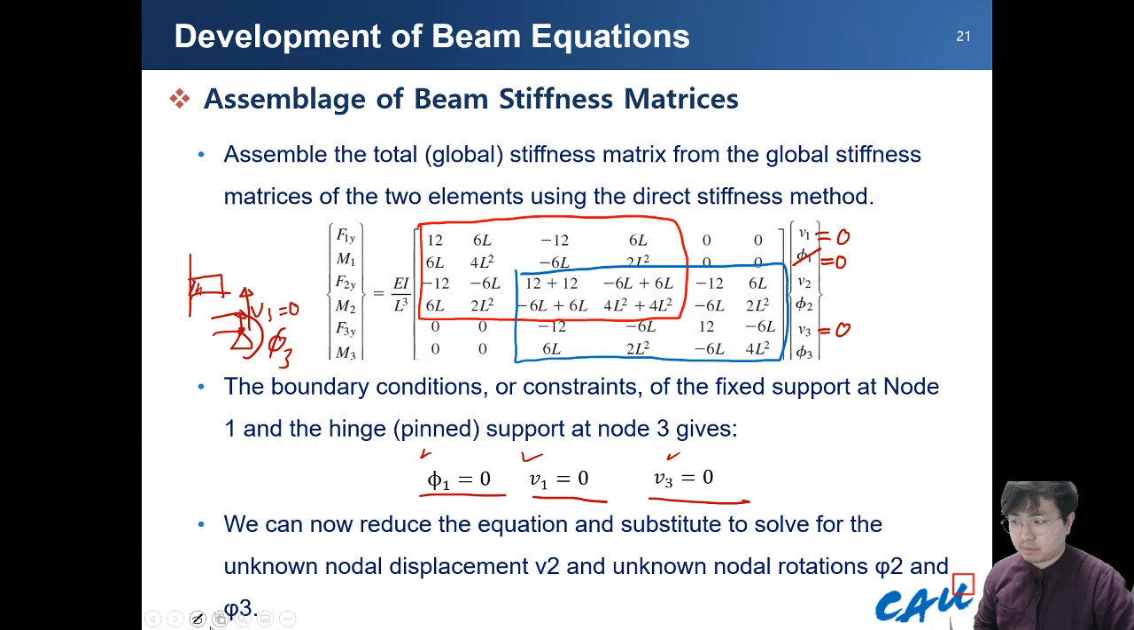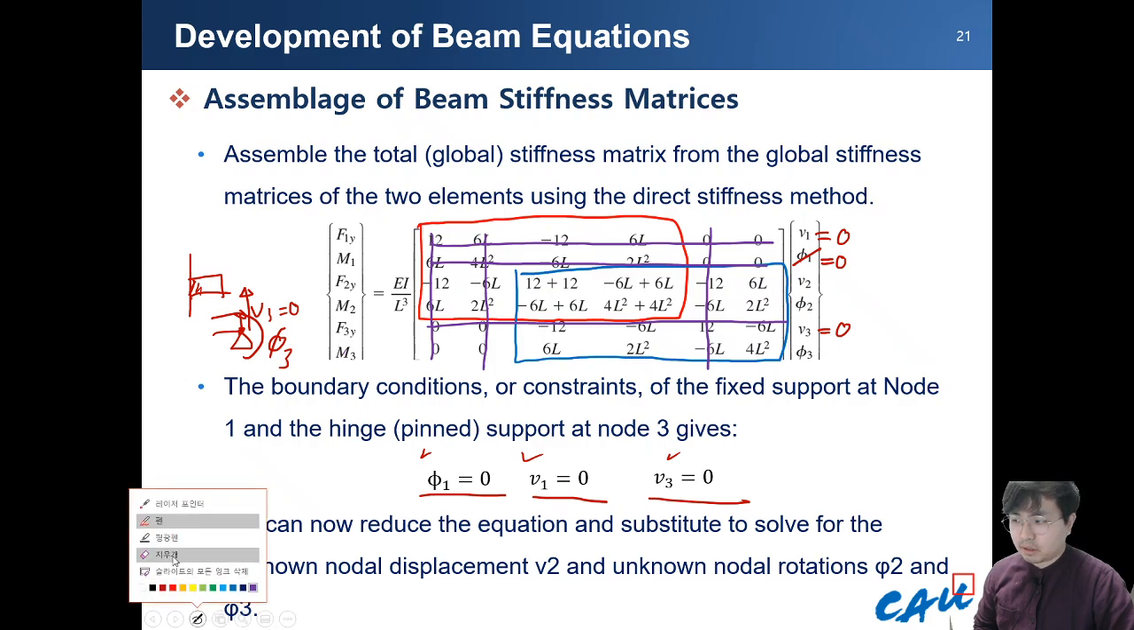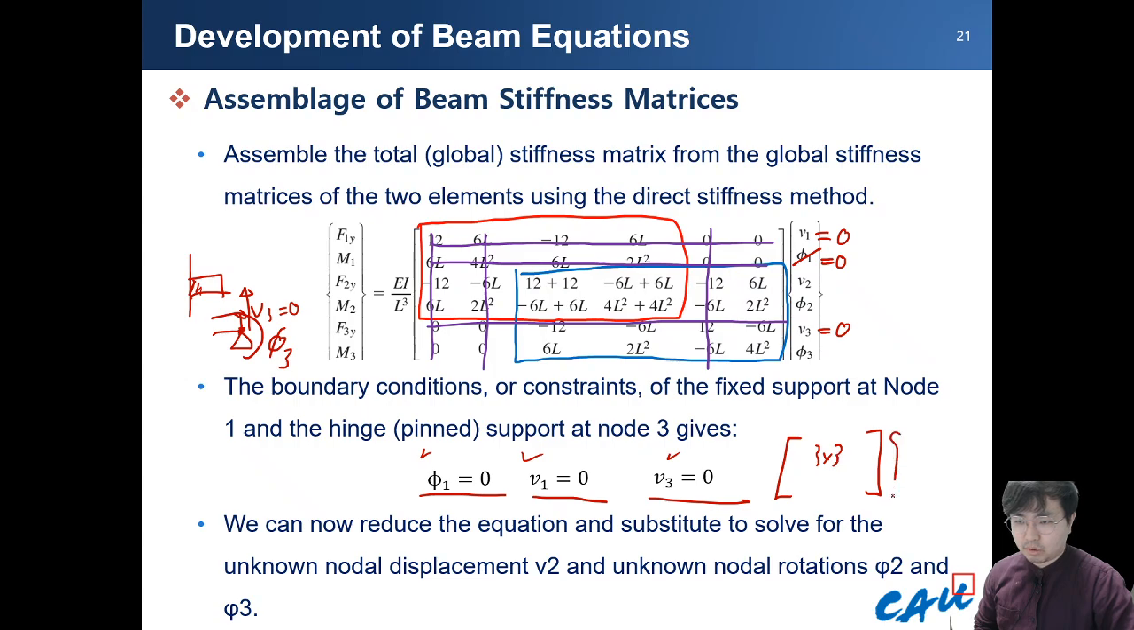What is the meaning of this? That indicates that we can remove this line, the first column and first row, and the fifth column and fifth row. So we can erase the whole things. By hand, we can finally obtain the 3 by 3 matrix with v2, phi 2, phi 3 degrees of freedom.